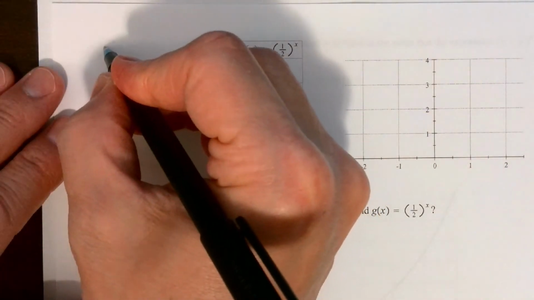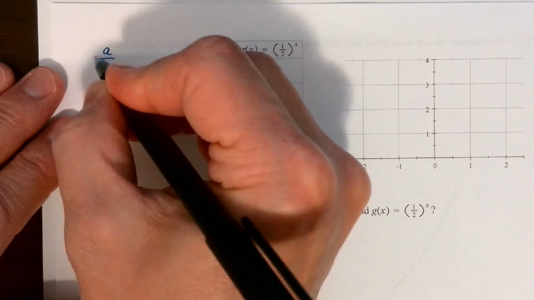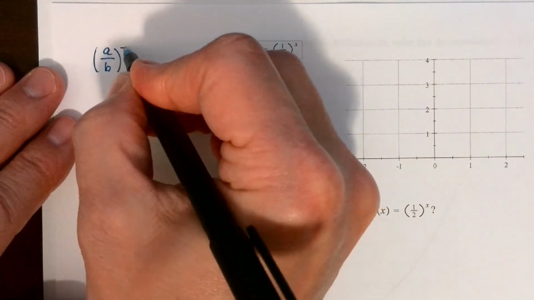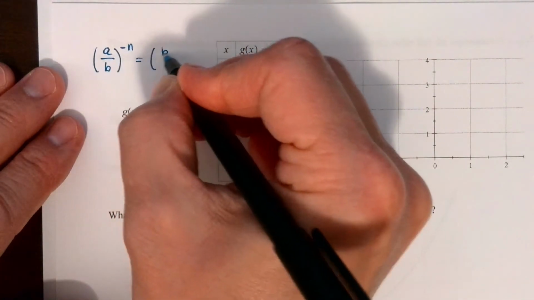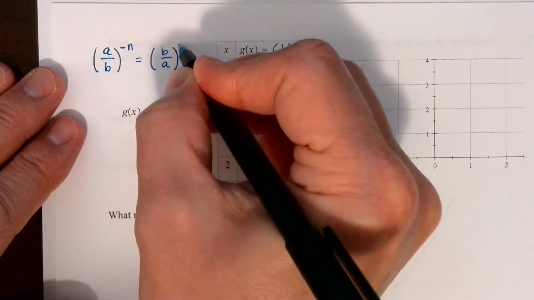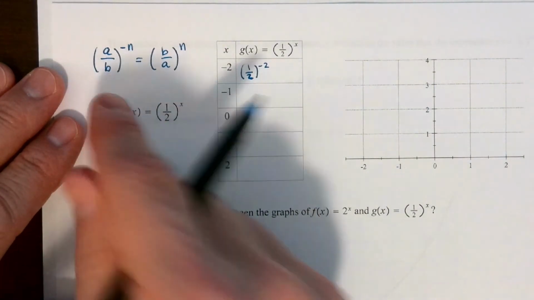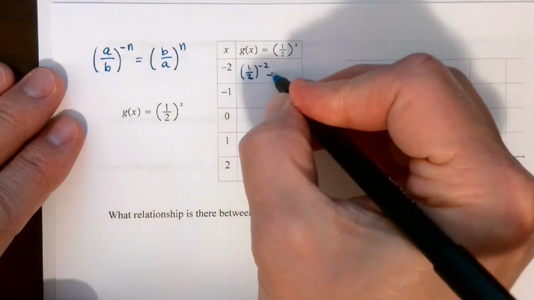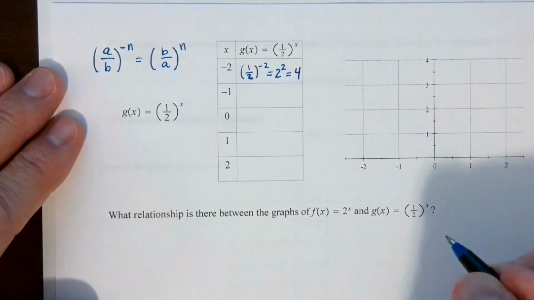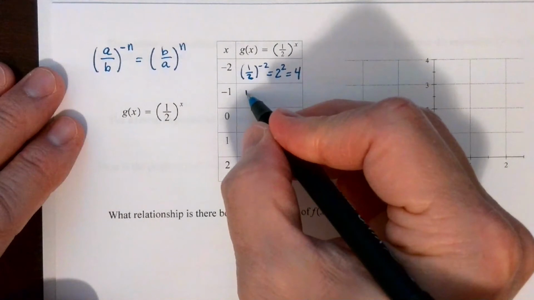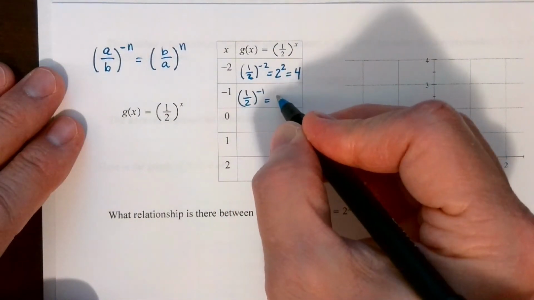Just remember the rule of exponents, right? When we have negative powers, it's the reciprocal. So if I have a divided by b to the negative n power, that's the same as b over a to the positive n power. The negative exponent means reciprocal. So the reciprocal of 1/2 is 2. This is just 2 squared, which of course is 4. 1/2 to the negative 1 power is just 2.